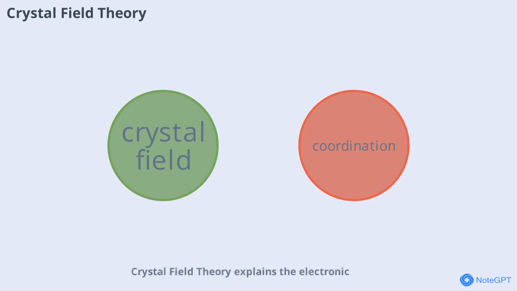Crystal field theory explains the electronic structure and color of coordination compounds. It describes how the arrangement of ligands around a central metal ion affects the energy levels of d-orbitals, leading to the splitting of these orbitals.